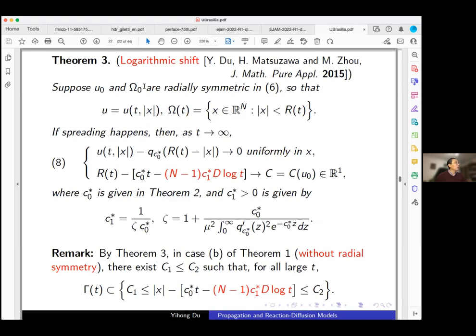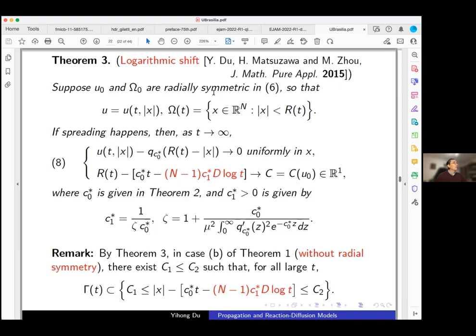We can show that in the radially symmetric case, the solution indeed converges to the semi-wave with a unique speed C0 star. And for the range radius, we have this accurate estimate. We have a log t correction term from this C0 star t. And this C0 star is the spreading speed; C1 star is determined through these complicated formulas.